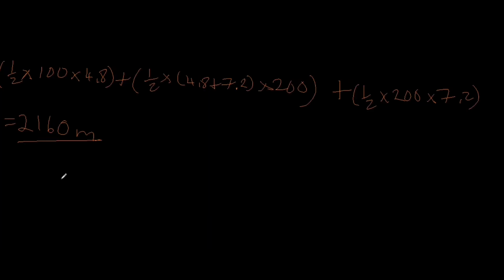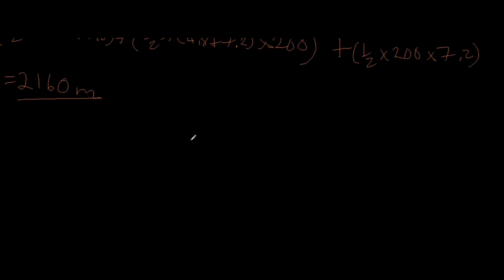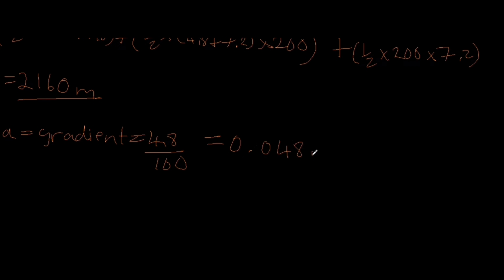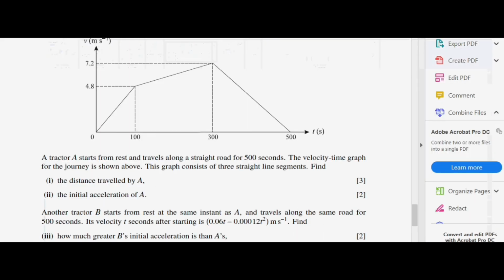So you already know how to find gradients. I'm not going to be stressing too much about that. So we know that the acceleration is equal to the gradient, which is going to be equal to 4.8 over 100, and that is going to give us 0.048 meters per second squared. So that's going to be the initial acceleration of A, which is the acceleration at time t is equal to 0.